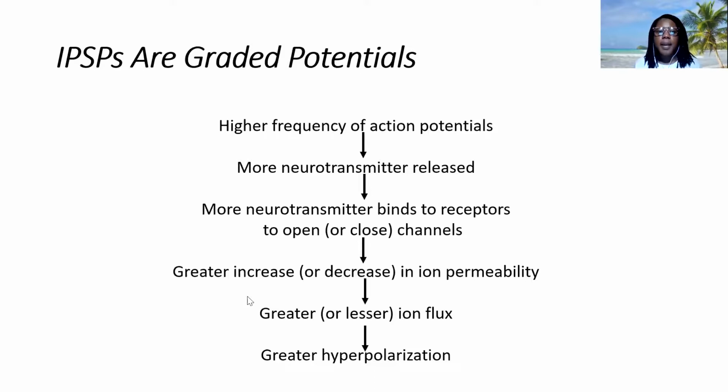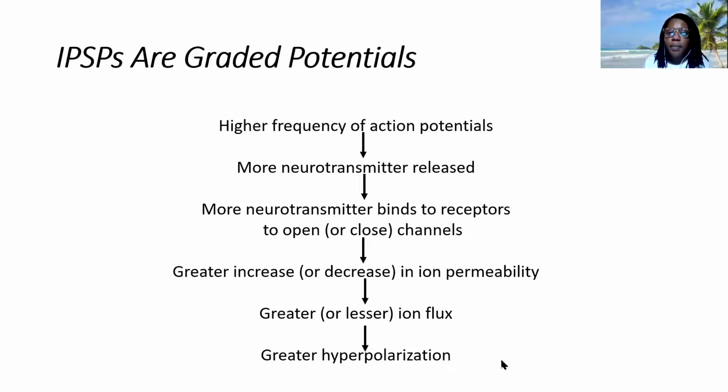So again, here we want to be thinking about what channel would open to give us this type of graded potential, but also the reverse. What type of channel would close that would bring about that same membrane potential change? And so opening or closing respective channels would either increase or decrease respective ion permeabilities, and that would lead to a greater or lesser ion flux. So for example, greater flux of chloride or potassium, lesser flux of calcium or sodium, and that would lead to our hyperpolarization.